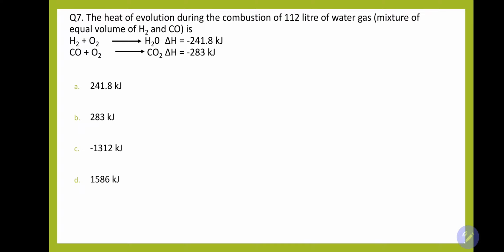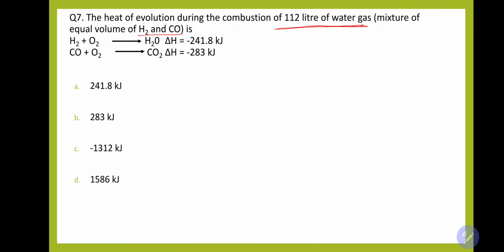Our next question is, the heat of evolution during the combustion of 112 liters of water gas, which is a mixture of hydrogen and carbon monoxide. So you have to find the heat of evolution. So how will we solve it?